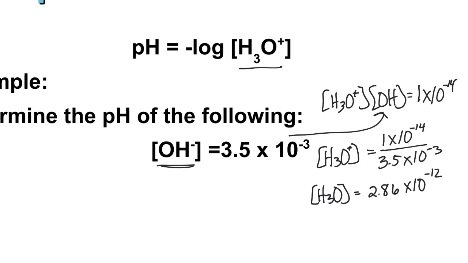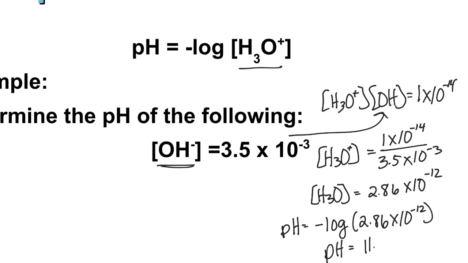Then I will find the pH by doing the negative log of that answer I just got, the 2.86 times 10 to the negative 12th. So negative log of my answer gives me a pH of 11.5. My exponent's around negative 12, so I should expect my pH to be around 12, which it is. So that's my answer.